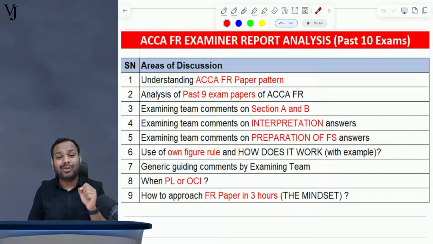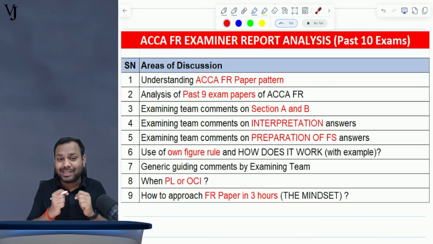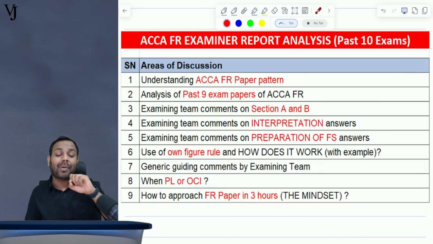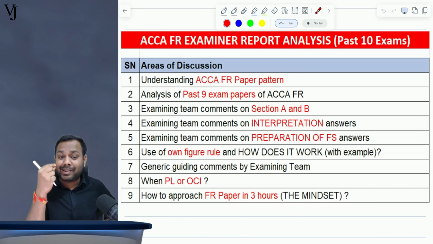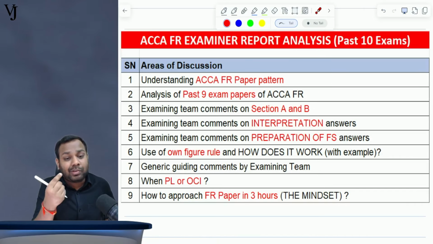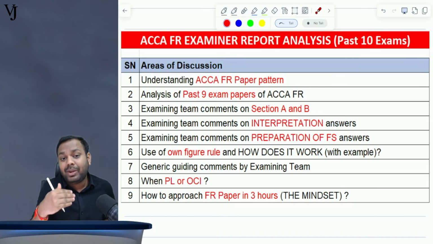Guys, as you all know, it is always recommended to study at least the last 3 examiner reports. But in this session, I have analyzed the past 10 examiner reports and made a summary of all the tips and tricks, the important questions, and the trends and mistakes to be avoided in the exam, which the examining team is recommending to you.